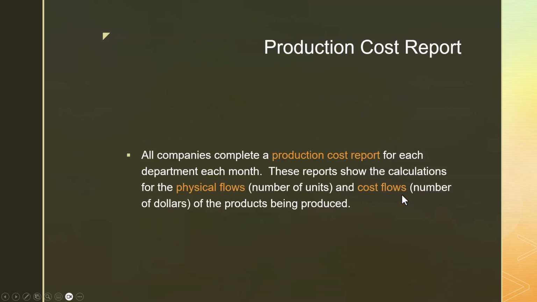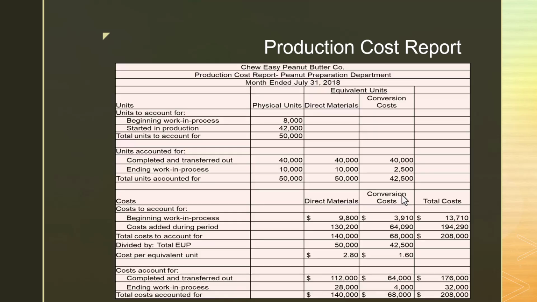And when we do that, we're going to use an item called a production cost report. It is a document that accountants use to track both the physical flow, and by that I mean the number of units, and the cost flows, the accumulation of costs that go into it as units are being made within this first department. We're only going to track the peanut preparation department in this example in our PCR, our production costing report. And when we're done, it's going to look a little something like this.